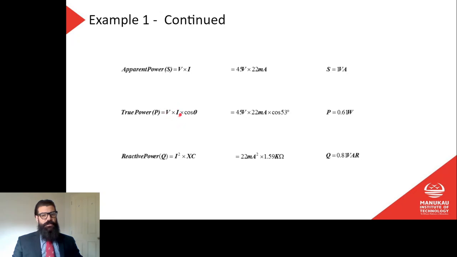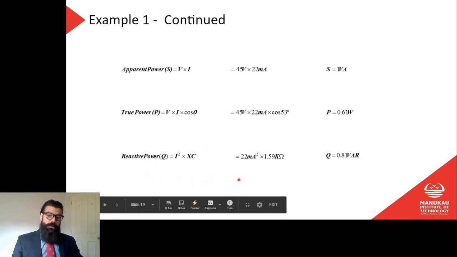So volts times amps, that's my apparent power. So I go hypotenuse times cos of the angle, which is my CAH. Cos adjacent over hypotenuse, so cos times hypotenuse equals adjacent. So if that's my hypotenuse, I times V, which is the same as apparent power, cos of the angle times the hypotenuse equals the adjacent. 45 volts total voltage times 22.6 milliamps, same as what we've got up here, because we're just working out the hypotenuse again, times cos 53 equals 0.61 watts.